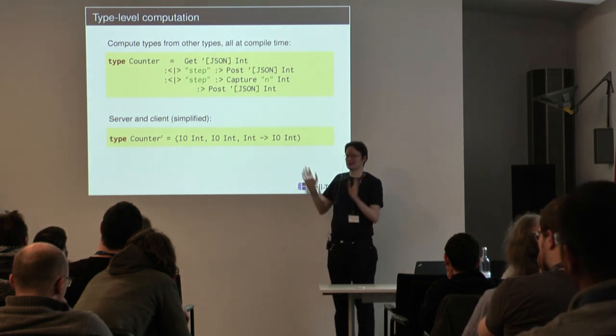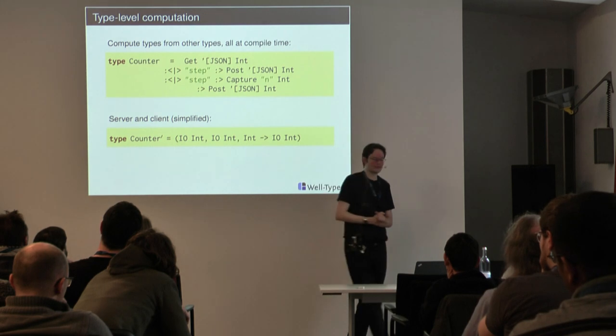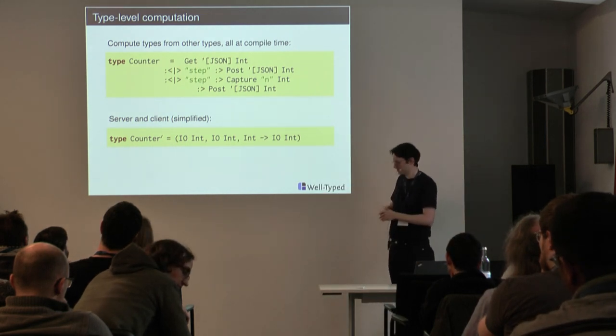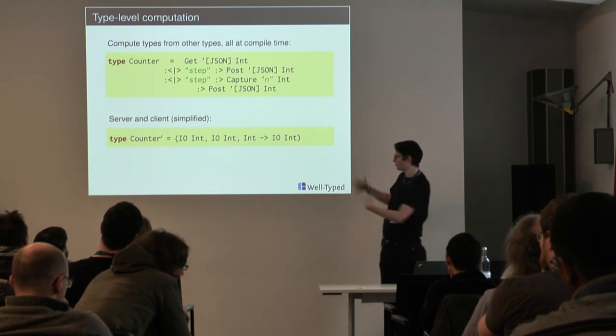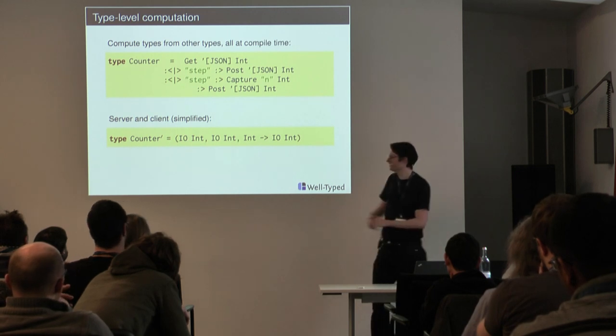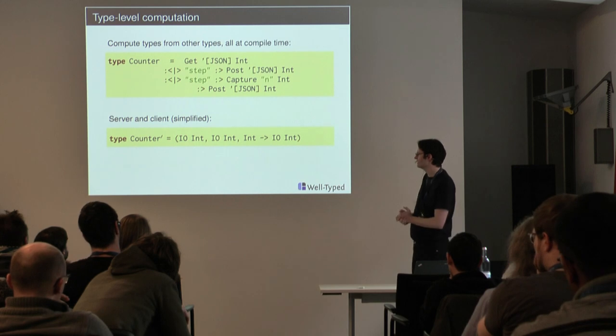And they're all allowed to have side effects. So that's why they are in IO. So essentially, a simplified view on what the server is: it is a triple of three handlers. The server for this API is a triple of three handlers that have these types. Okay.